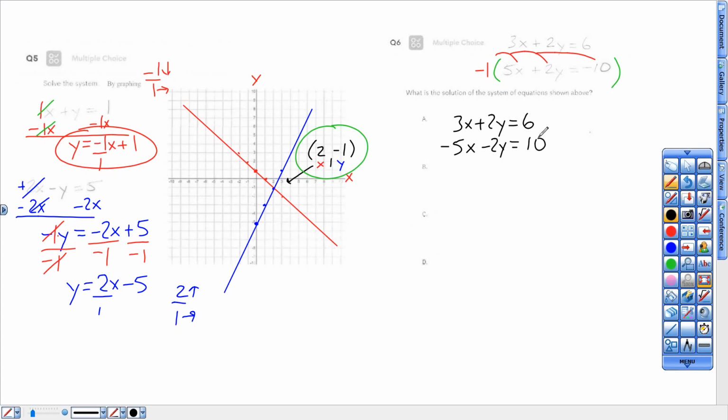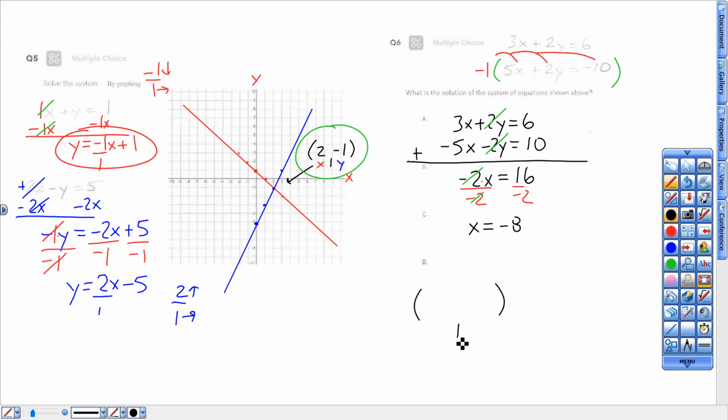Careful. Now if I plus these or combine these, opposite y's go away. 3x minus 5x gives me negative 2x. 6 plus 10 gives me 16. Now right there, opposite of timesing by negative 2, dividing by negative 2. That will make these go away. Gives me x equals negative 8. That is half of my answer.